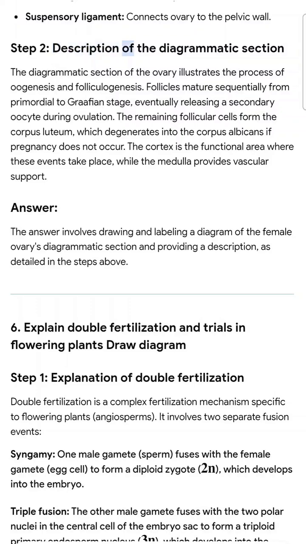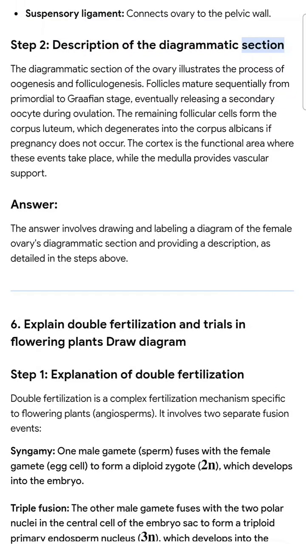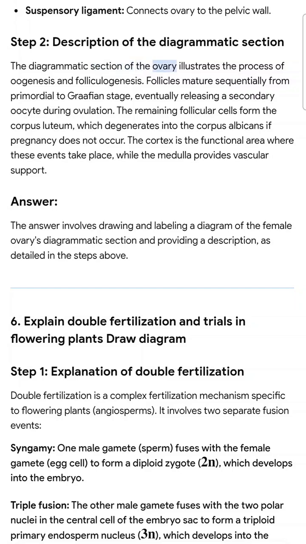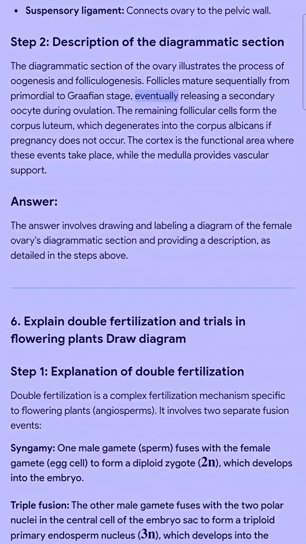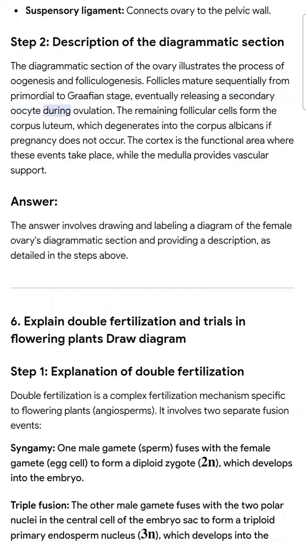Step 2. Description of the diagrammatic section. The diagrammatic section of the ovary illustrates the process of oogenesis and folliculogenesis. Follicles mature sequentially from primordial to Graafian stage, eventually releasing a secondary oocyte during ovulation. The remaining follicular cells form the corpus luteum, which degenerates into the corpus albicans if pregnancy does not occur.